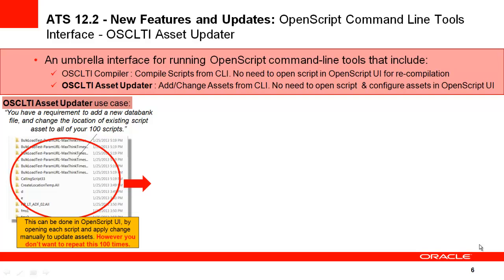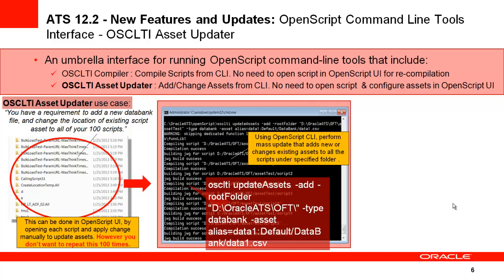Here's a possible use case. Say you have a requirement to add a new databank file or to change the location of the existing child scripts in all of your 100 scripts. It is time-consuming if you have to open each script manually in OpenScript to reconfigure the script assets. You can add a new script asset or change the existing script assets by running an asset update command from the command line.